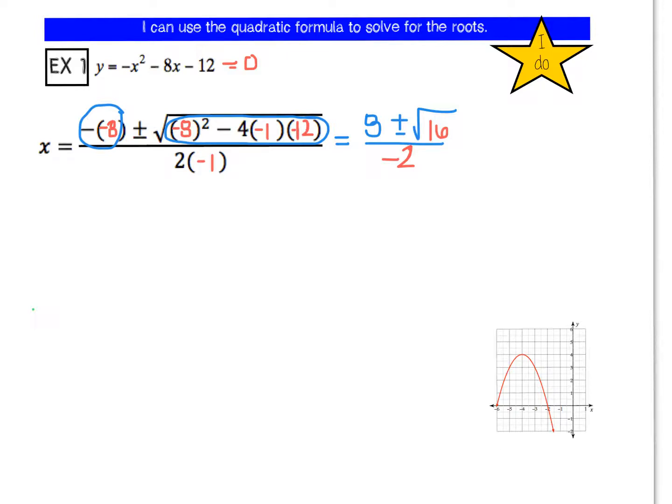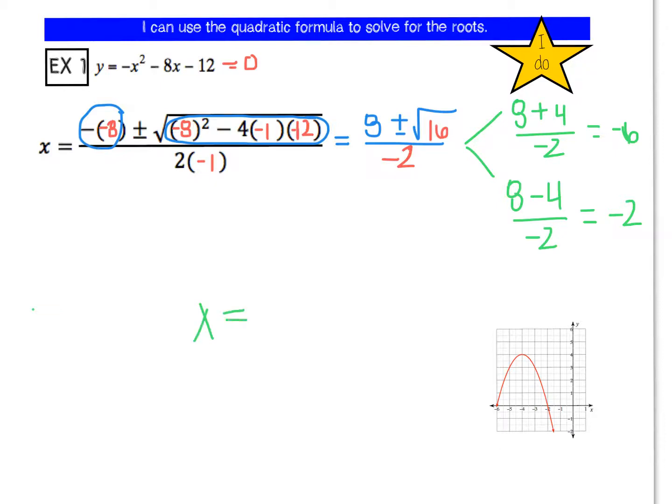All right, so what are my solutions? So we're going to solve this out. I have 8 plus the square root of 16, which is 4. When I have a perfect square, I can go ahead and simplify it, divided by negative 2. And then my other option is 8 minus the square root of 16, divided by negative 2. So 8 plus 4 is 12, divided by negative 2 gives me negative 6. And then 8 minus 4 is 4, divided by negative 2 is negative 2. So my solutions for this are x equals negative 6 and negative 2. And I've included the graph down here so we can verify that those are correct.